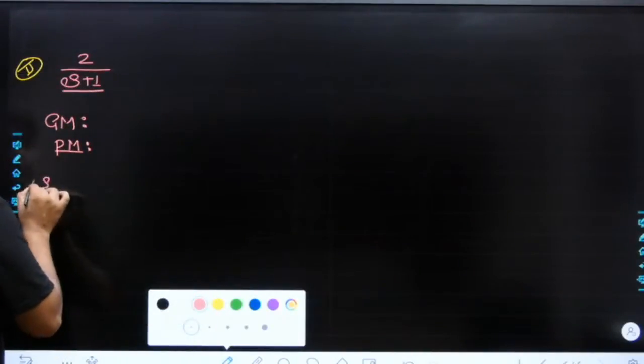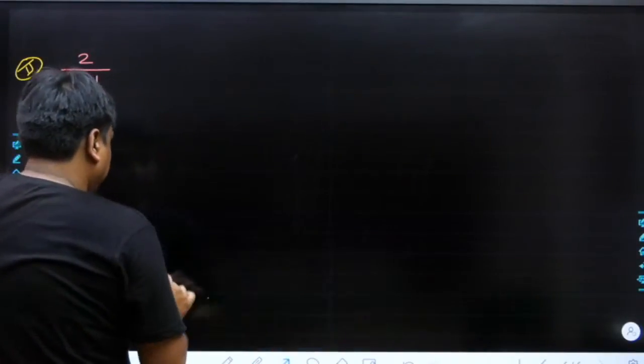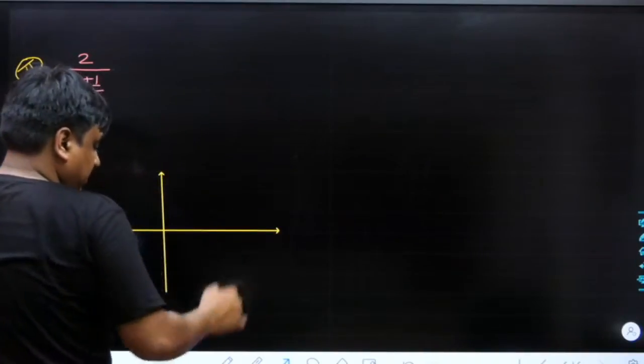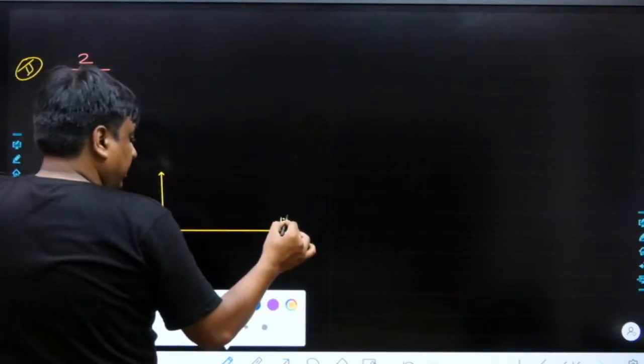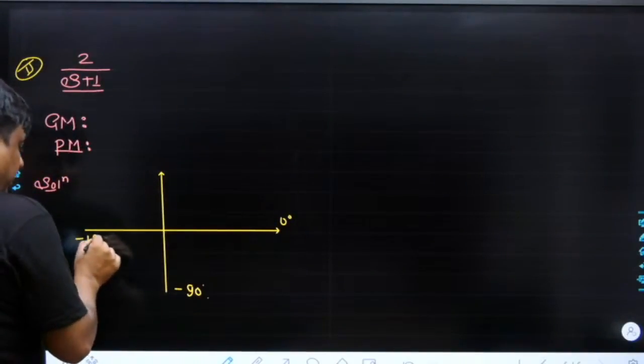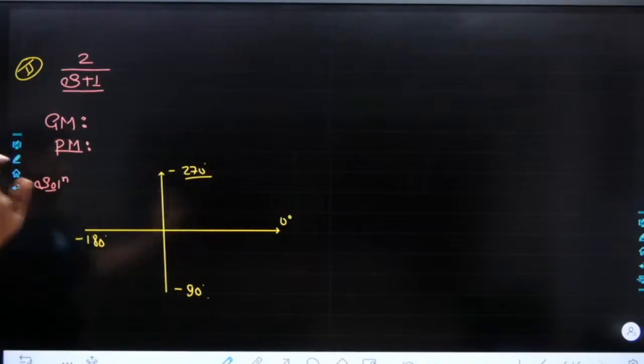So here goes the solution part. Again, let me take the reference of polar graph paper. This is the imaginary axis, this is the real axis. This is the 0 degree ray, this is the minus 90 degree ray, this is the minus 180 degree ray, and this is the minus 270 degree ray. Could you understand what I'm saying?